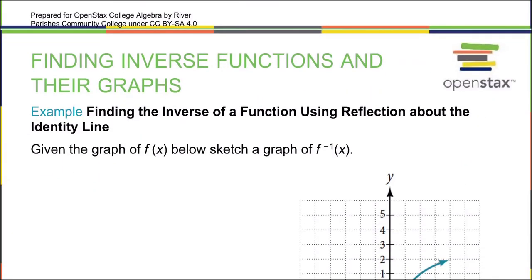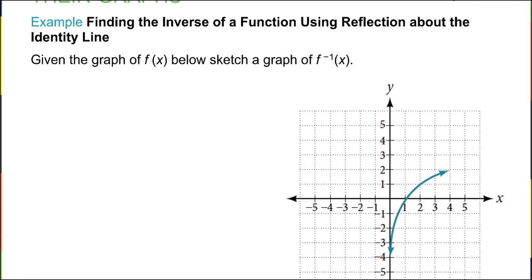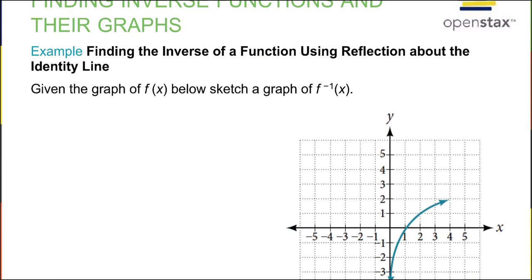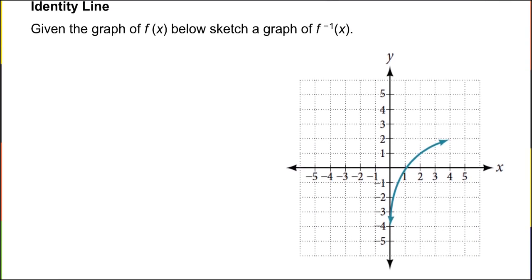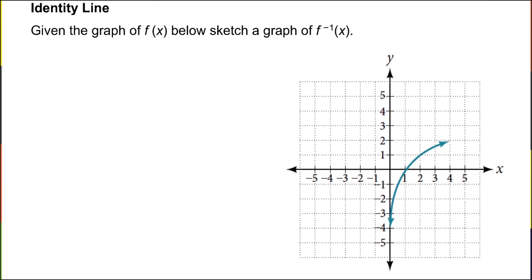Alright, so now, finding the inverse of a function using the reflection about the identity line. So basically, what you need to know about graphs is it's really easy to graph an inverse of a function if you already have the graph of the function. Because basically all you do is you find some points on this graph, and then you flip-flop the x's and the y's. And what you'll see is it's a reflection over the identity function.